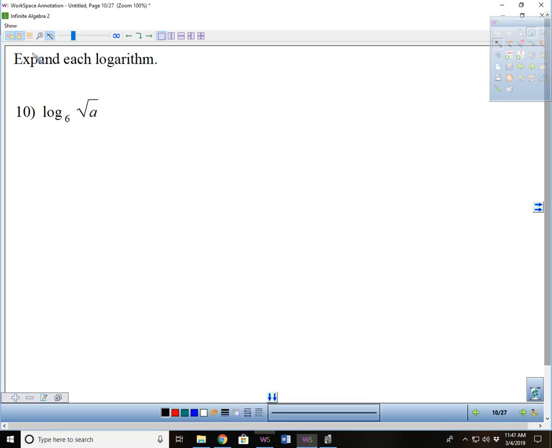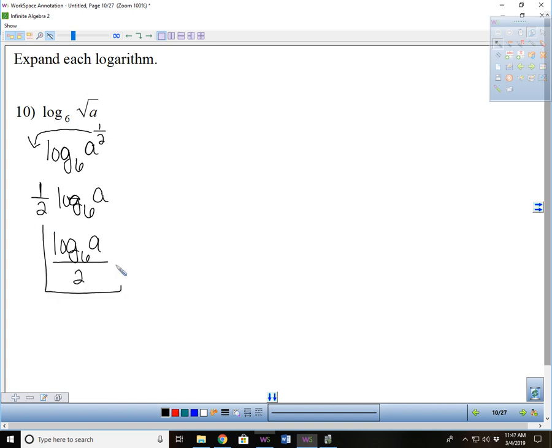Okay, so expanding, that means I'm taking it apart and making it not simplified, kind of. So I know that if I have a root, that would be a fractional exponent, and a square root is raised to the 1/2 power. So then I can pull that 1/2 out in front. So I've got 1/2 times the log base 6 of a. And then multiplying by 1/2 is the same thing as dividing by 2. So I'm going to pull that down to the bottom, and I'm done.